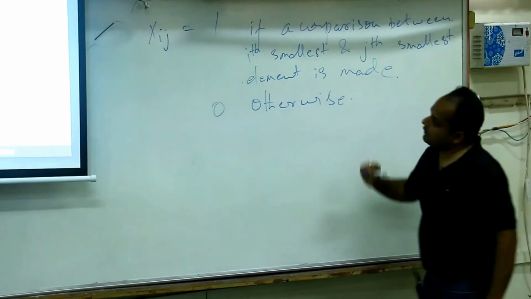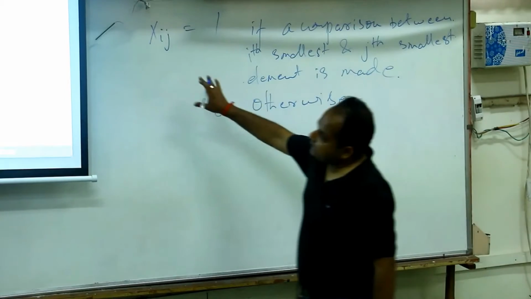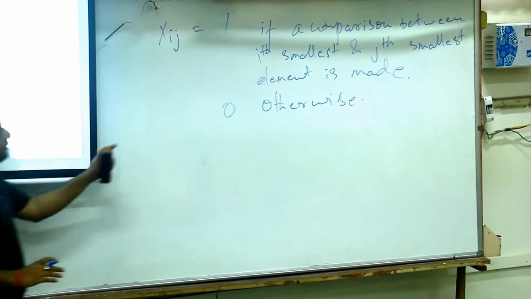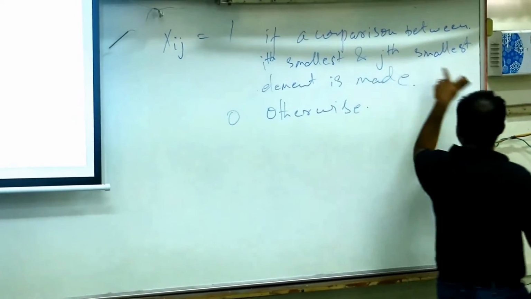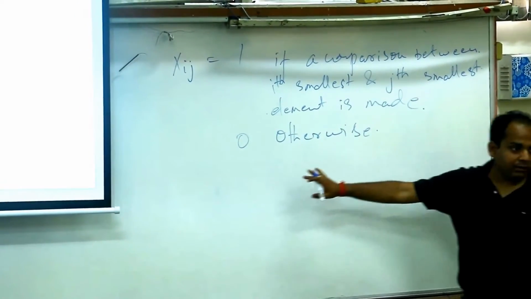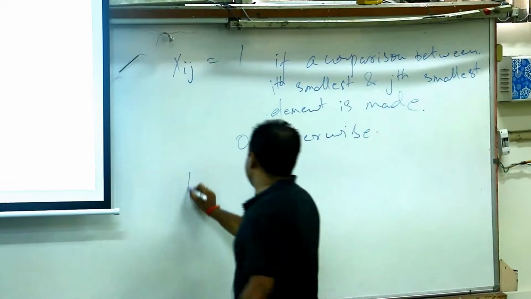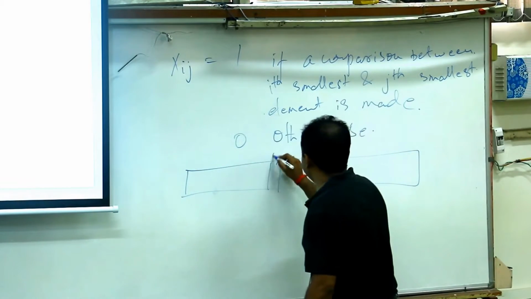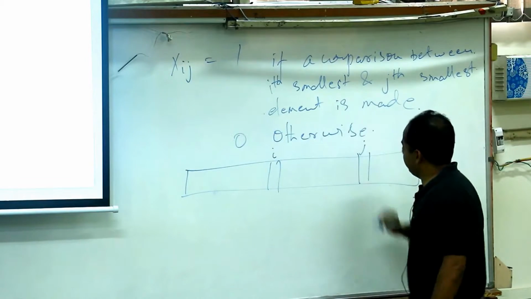Okay, so this makes more sense, right? So xij is a random variable which is 1 if a comparison between the ith smallest and the jth smallest element is made, and 0 otherwise. So now we are looking at the elements of the array in a sorted manner. So this is the ith smallest and this is the jth smallest.